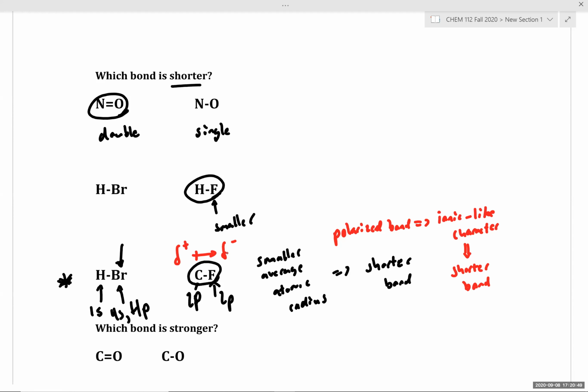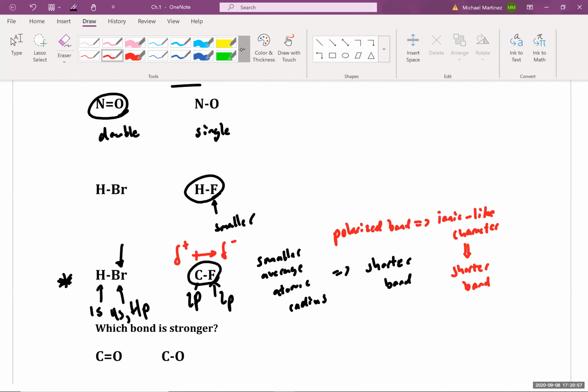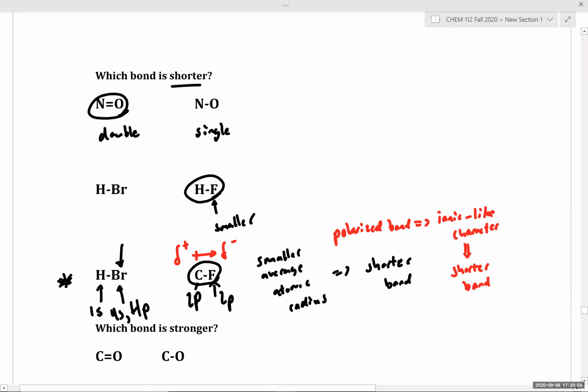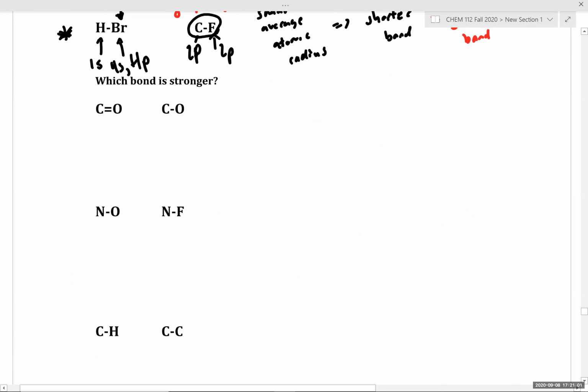Does that make sense to everyone? Does this idea make sense? We've seen this ionic character argument before. Let's take a look now, and I'd like you to help me out. Let's take about 2 minutes, and for each of these 3 bonds, I'd like you to tell me which of these bonds is stronger.